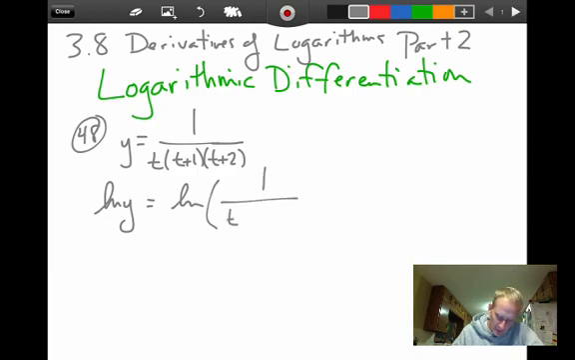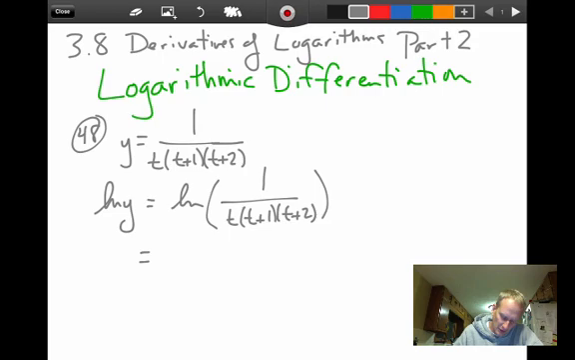This is what logarithmic differentiation is, kind of a two-part process. First of all, you have to take the logarithm of both sides of your equation. It's kind of like the implicit differentiation in that respect. You do everything to both sides. Now the thing on the left is going to be fine. The thing on the right I can then tear apart.